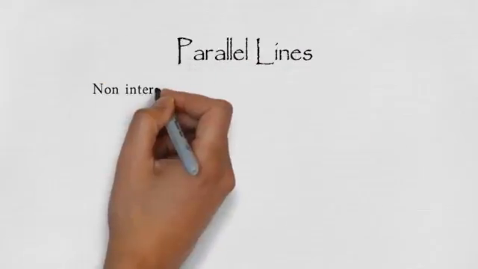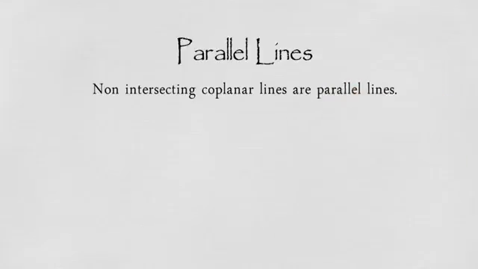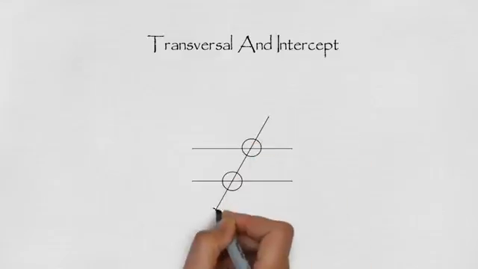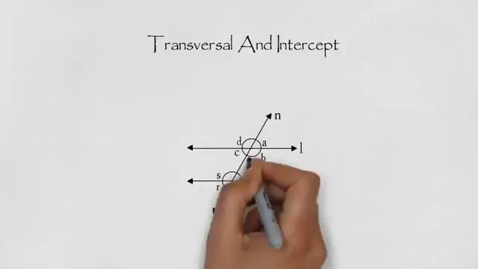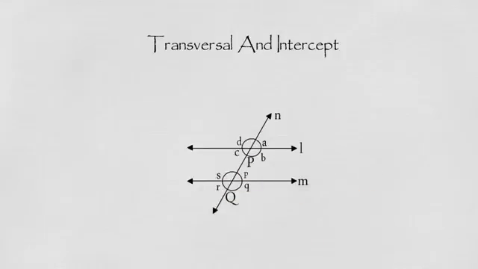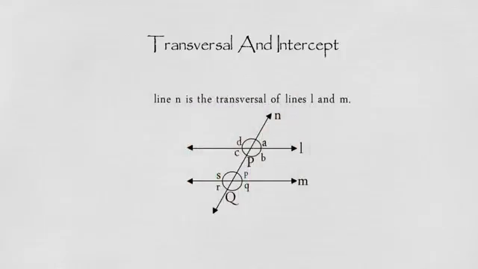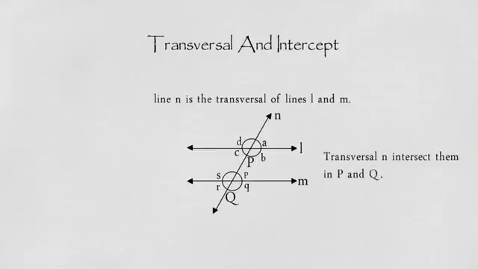Parallel lines. Non-intersecting coplanar lines are parallel lines. Transversal and intercept. A line which intersects two or more given coplanar lines in distinct points is called a transversal of the given lines. In the figure, L and M are two lines and a transversal N intersects them in P and Q.